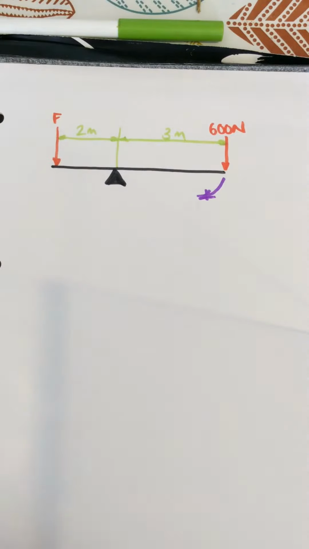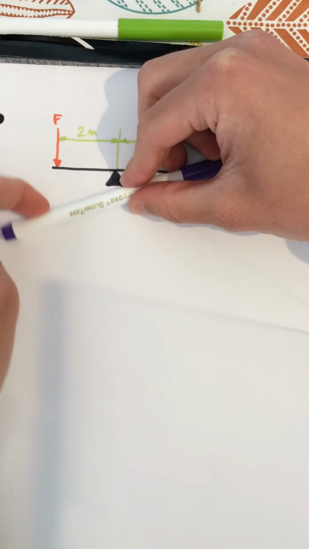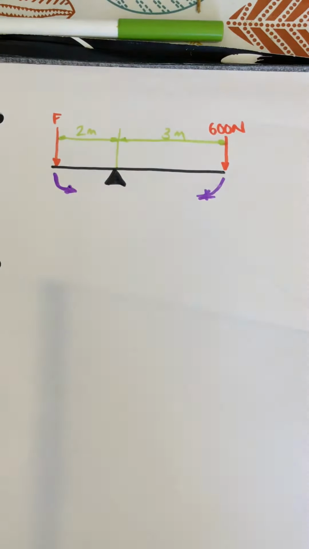I'm going to do the same for the next one. Pen on there, pushing down on this arrow this time, and the beam turns anti-clockwise. So I'm going to stick an arrow in there showing that's going anti-clockwise. Okay, I'm now going to use moments to calculate my unknown force.